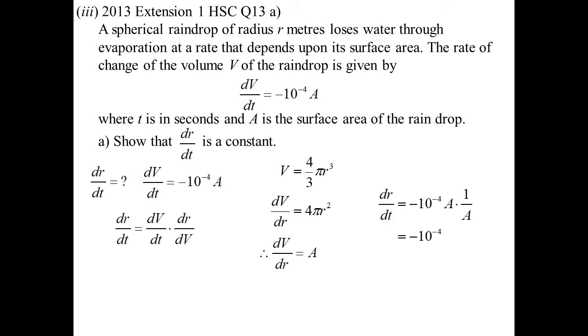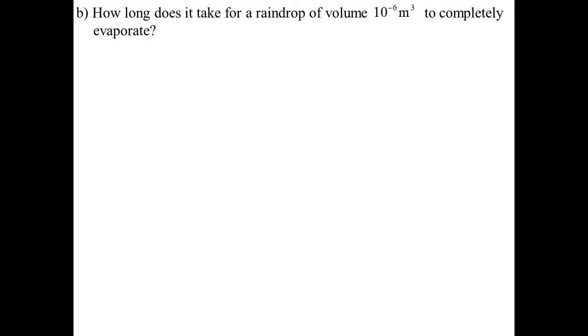So dr/dt will be dV/dt, minus 10 to the power of negative 4a, times the reciprocal of dV/dr, 1 on a. The a's cancel. I get minus 10 to the power of negative 4, a constant number. So yes, the radius is decreasing at a constant rate, that rate being 10 to the power of negative 4 meters per second. So how long does it take our raindrop to evaporate?